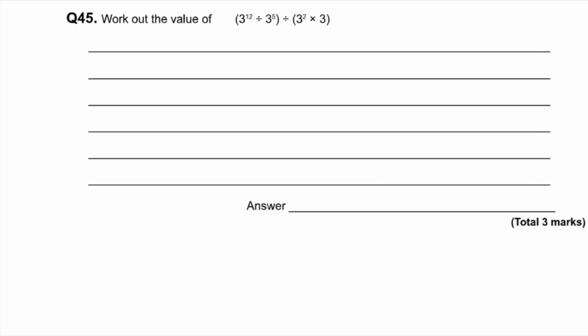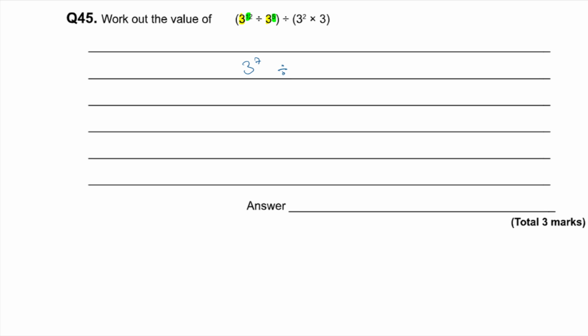Okay. Question 45. Work out the value of 3 to the power of 12 divided by 3 to the power of 5 divided by 3 squared times 3. This looks pretty horrible, but I think we're just going to take it part by part. So we're going to start with the left-hand bracket. I've got 2 numbers with the same base. I'm dividing them, so I'm going to be subtracting those indices from each other then, aren't I? So 3 to the 12 divided by 3 to the 5, that's going to be 3 to the power of 12 subtract 5, that's 3 to the power of 7.